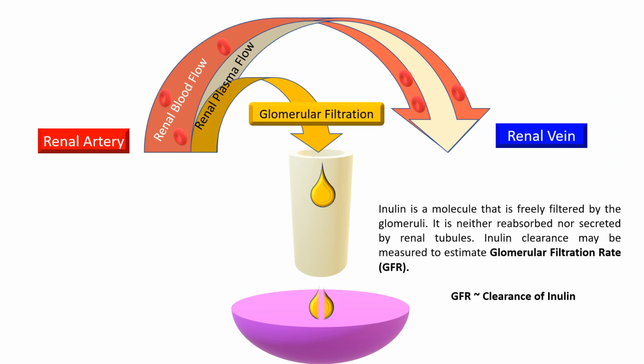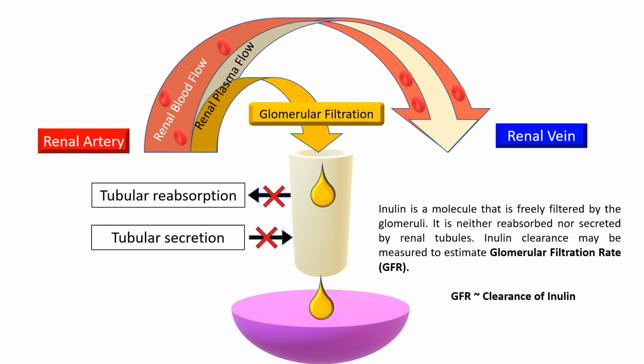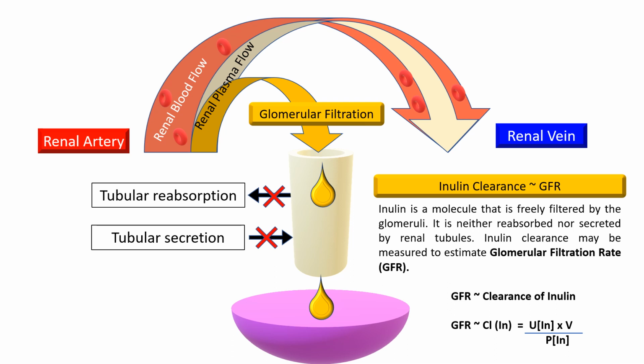To summarize, inulin is a molecule that is freely filtered by the glomeruli. It is neither reabsorbed nor secreted by renal tubules. Inulin clearance may be measured to estimate glomerular filtration rate, where GFR is approximately equal to UV over P of inulin.